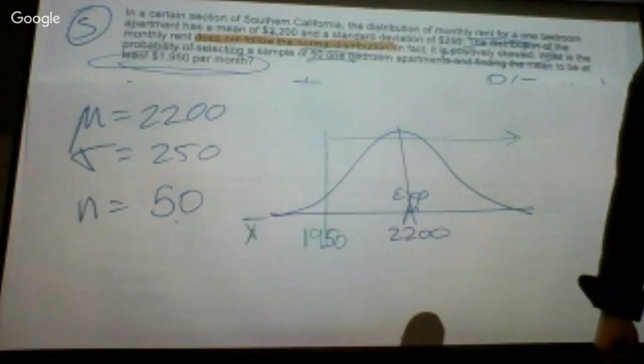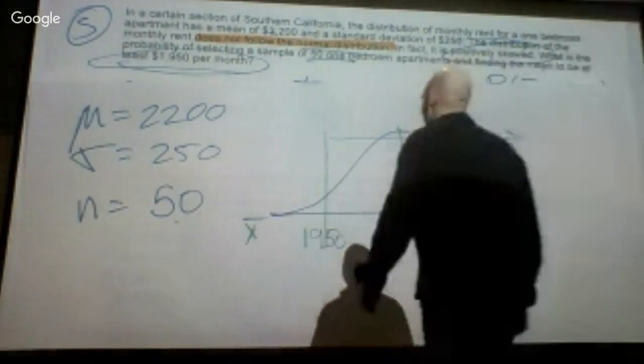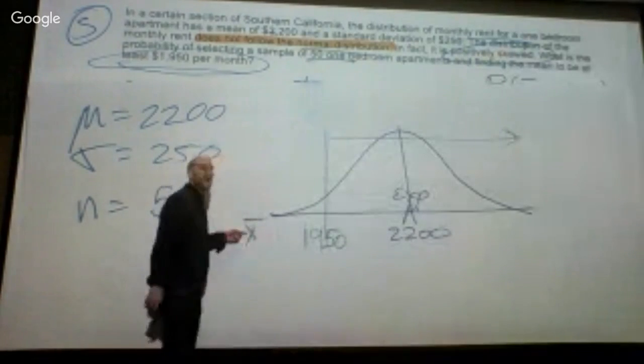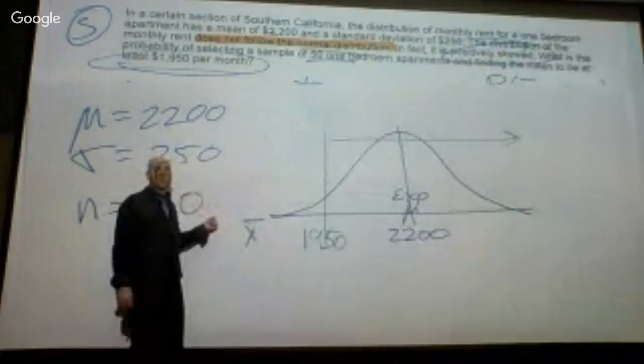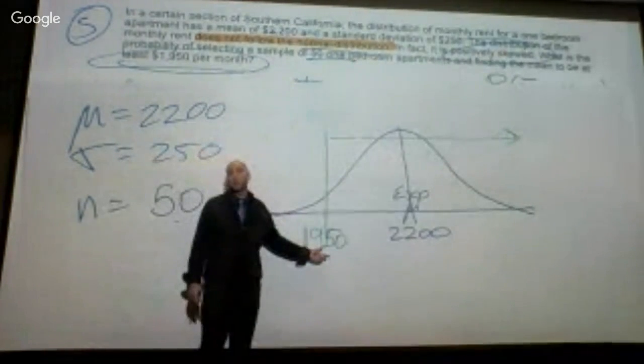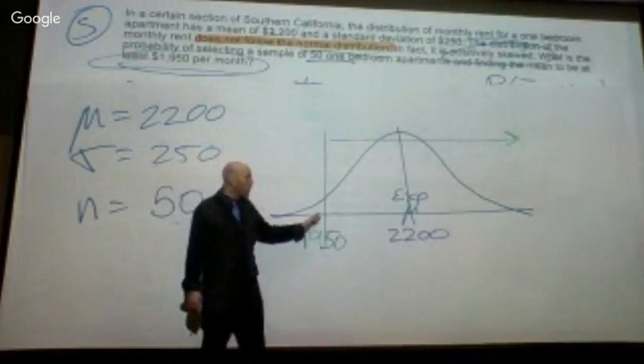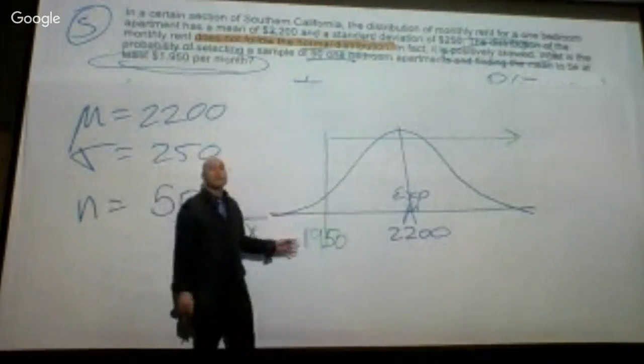You weren't done speaking after you said X, were you? There was something else you wanted to say, right? Yes, you did. X bar. Because I'm going to take a sample of 50. And from the sample of 50, it's possible that I get a sample mean of 1950. It's possible that I get more than 1950. It's possible that I get less than 1950.